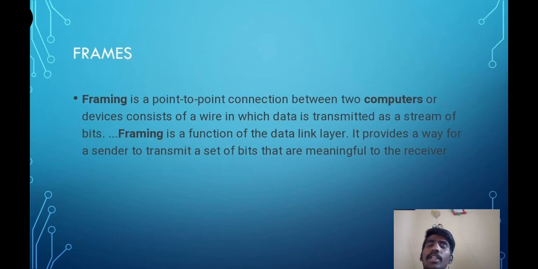Now framing, I just told you before, frames are created at level 2, the data link layer. So framing can be done using the data link layer. Let's see the definition. Framing is a point-to-point connection between two computers or devices consisting of a wire over which data is transmitted as a stream of bits. So after framing, this will get converted to bits at the physical layer. We know this.